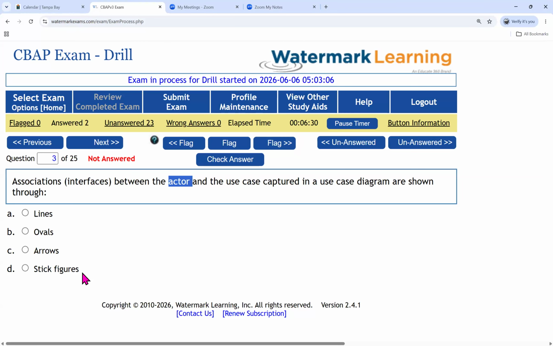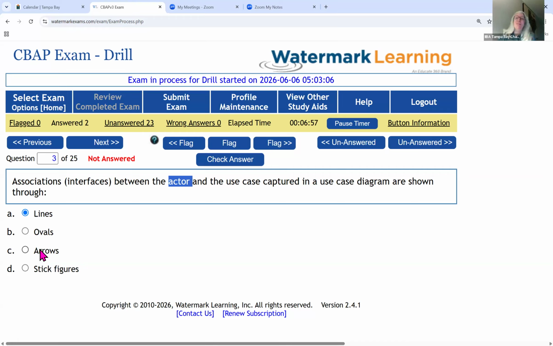A for Alabama, lines. Okay, Jose has voted for lines. Tell me why you don't like arrows, Jose. I just know that it's lines. The stick figure is the actor. You just know. The ovals, it's the action.